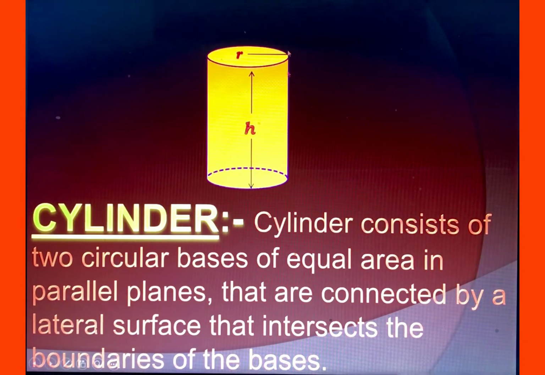So you can see that the yellow part is the lateral surface area, and the top part is a circular area, and the bottom part is also a circular area. So these two parts, bottom and top, are identical. So this type of solid is known as a cylinder.